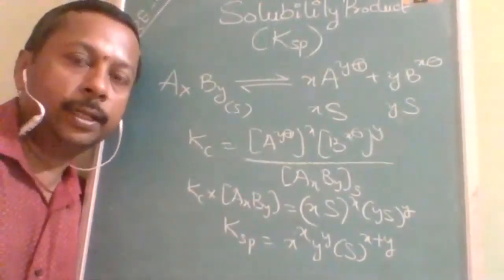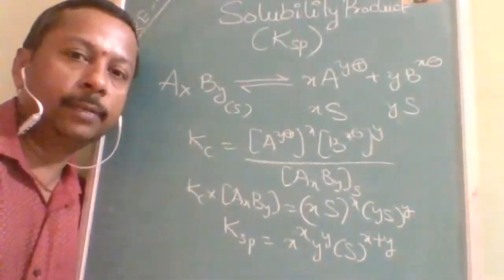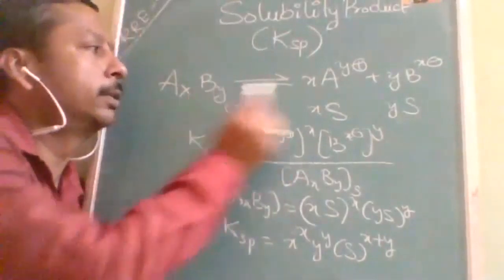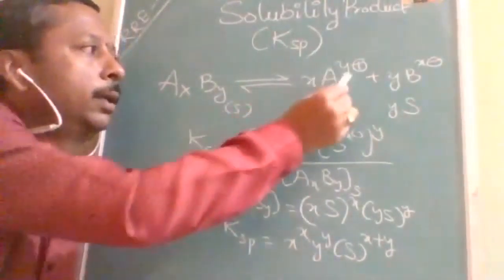So AxBy is a salt which, when dissolved in water, dissociates to give x moles of A.